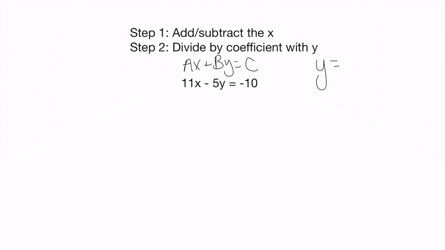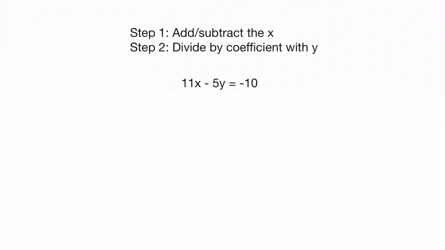In order to graph it, we cannot graph it like this. We have to have it in our y equals mx plus b form. So there are two steps. First is to add or subtract the x.